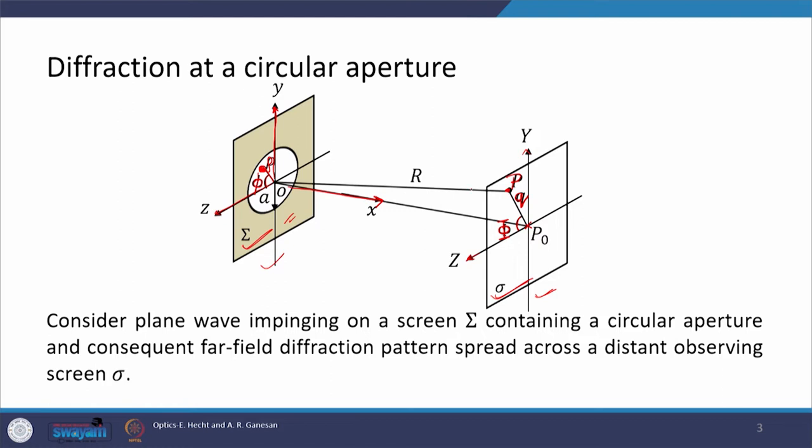Now, the point of observation P is at a distance capital R from the origin in the aperture plane, and since we are in the Fraunhofer regime, capital R is much larger than any other relevant distance in the problem at hand. That is, it is larger than the radius of the circular aperture.